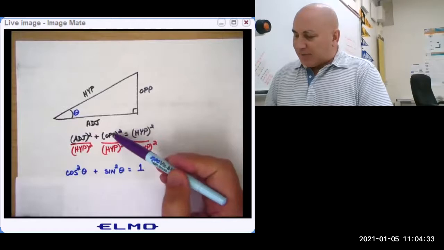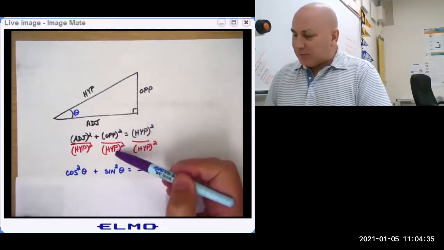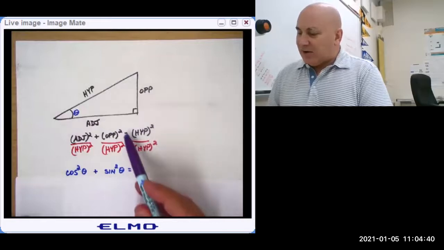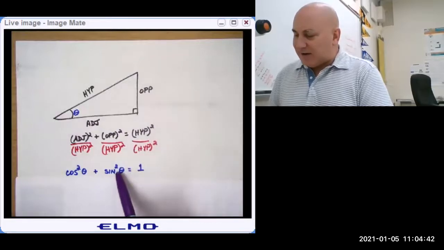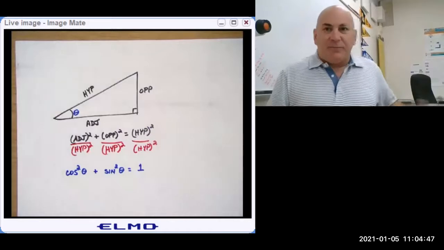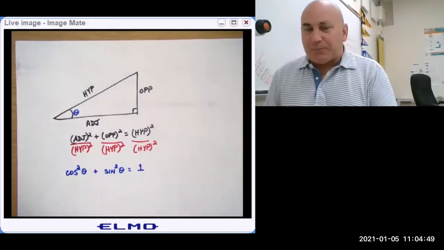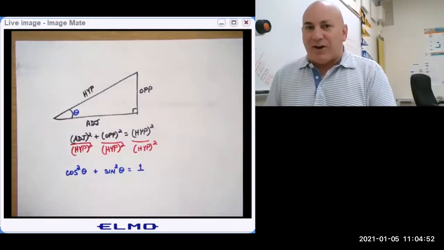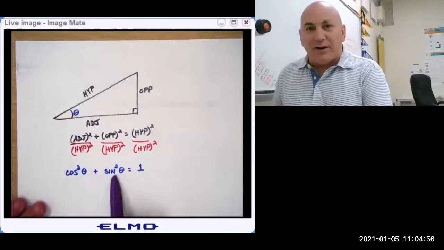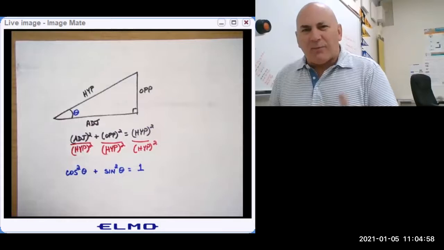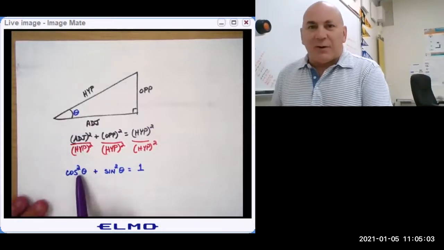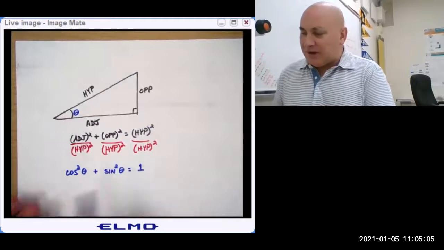Now here we have opposite over hypotenuse. That's sine theta. So we're squaring sine theta, and this is 1. This is the most important identity in all of trigonometry. Cosine theta squared plus sine theta squared equals 1. Or if you want to say it the way you read it, most people read it as cosine squared theta plus sine squared theta equals 1.